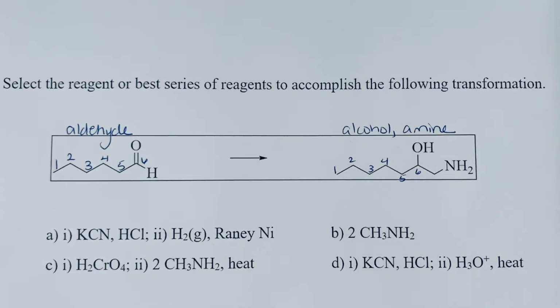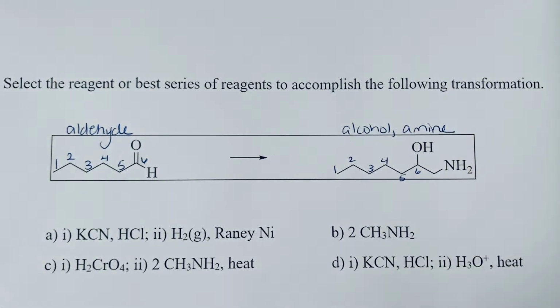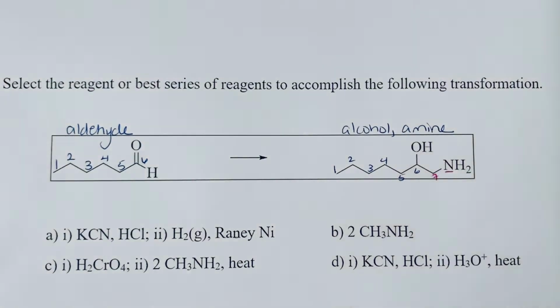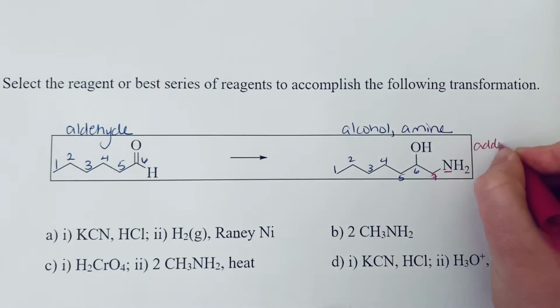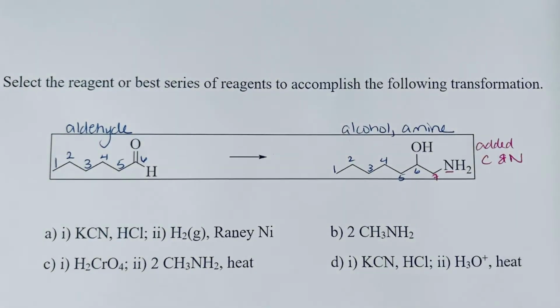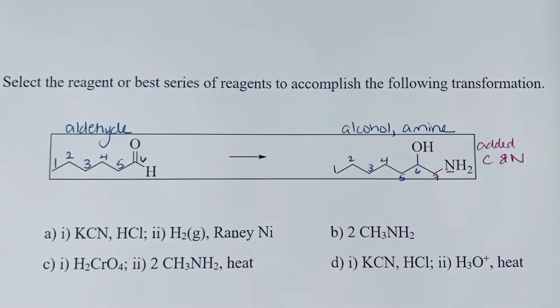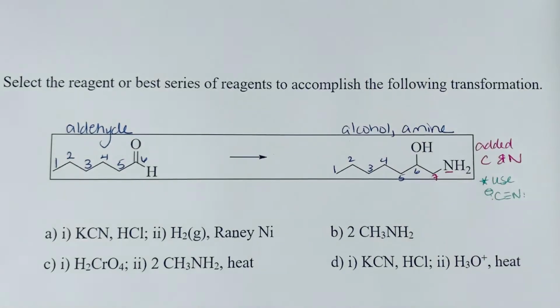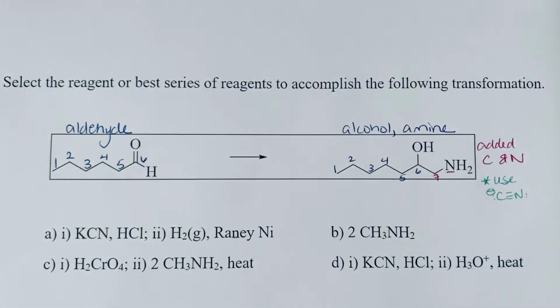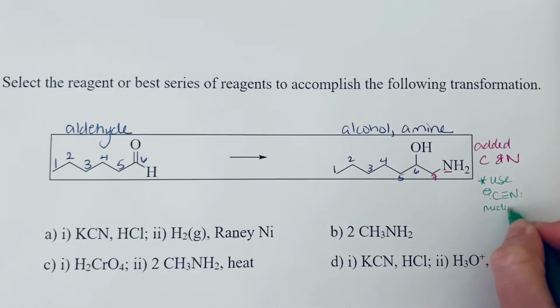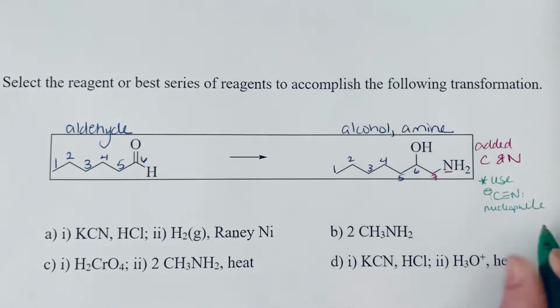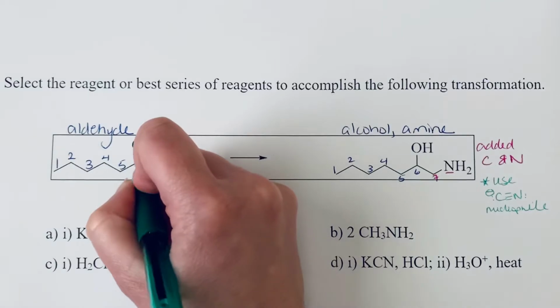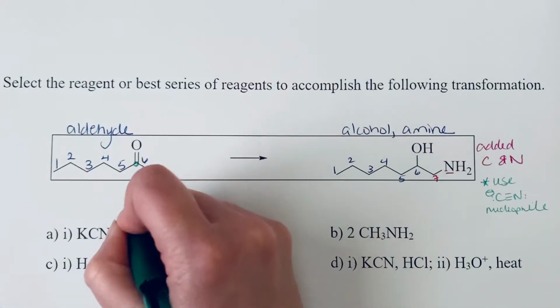And then hopefully you can see what we've added. We've added a 7th carbon atom and a nitrogen. So we have added carbon and nitrogen. So this should lead you to think about using a cyanide ion, because this is a good nucleophile. All right, and so this is a nucleophile, and that's good because this carbon atom of our aldehyde is an electrophile.